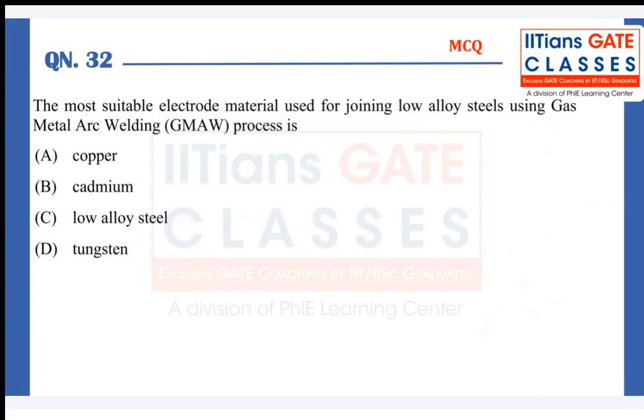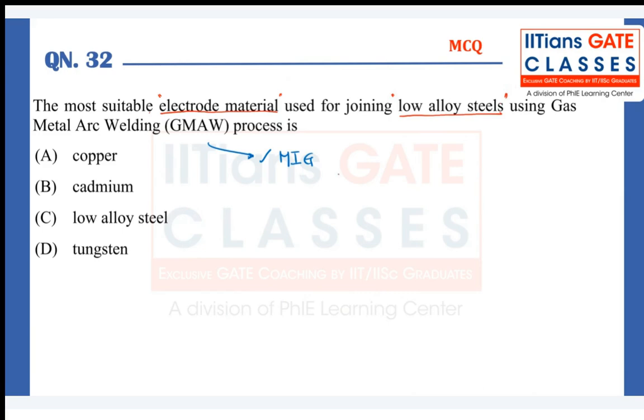What is the most suitable electrode material used for joining low carbon steels using gas metal arc welding? We can also call it MIG welding, metal inert gas welding. Let me write it: MIG welding. What is the most suitable electrode material used for joining which type of material? Low alloy steels. Here, in the question itself, the answer is there.